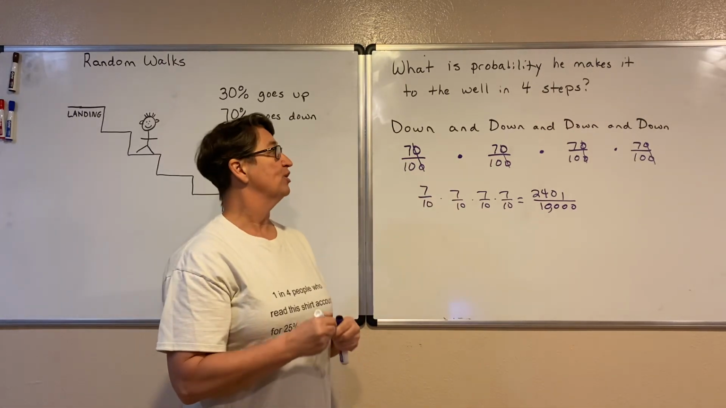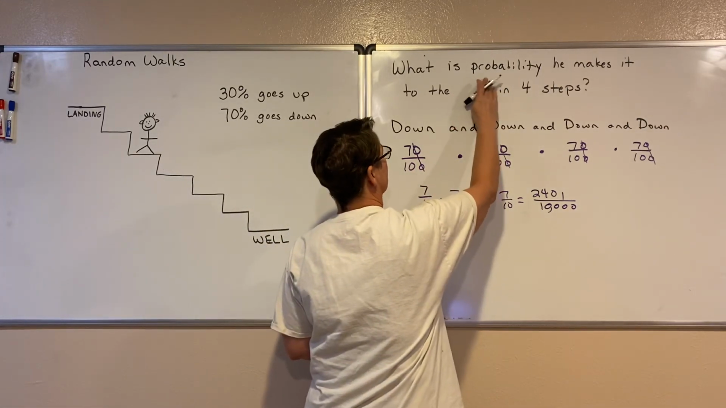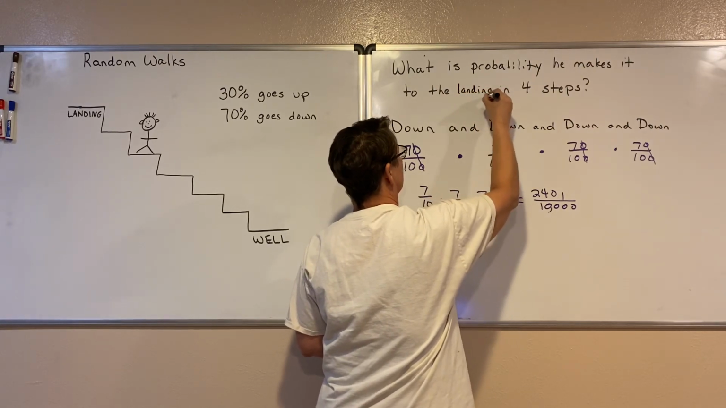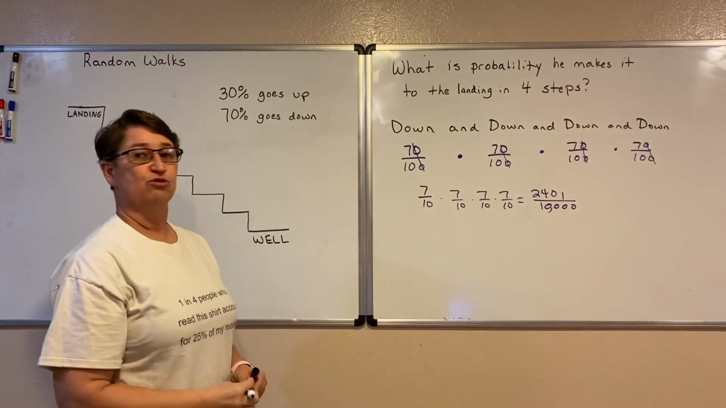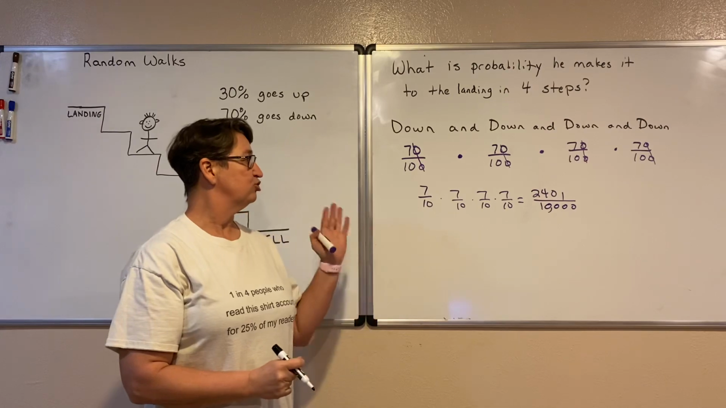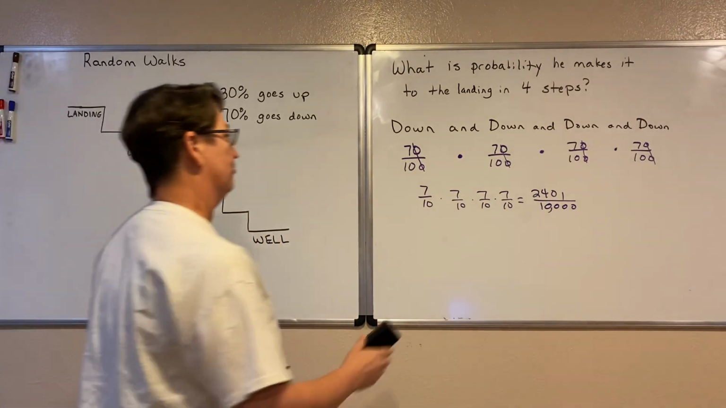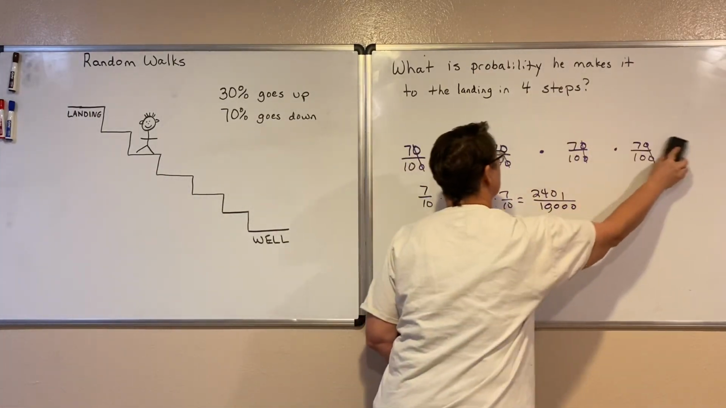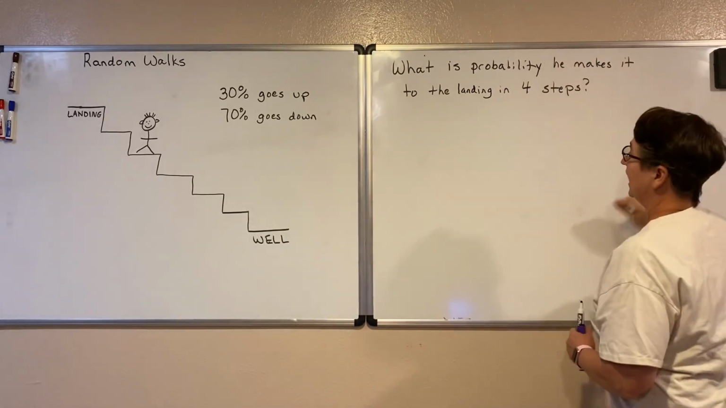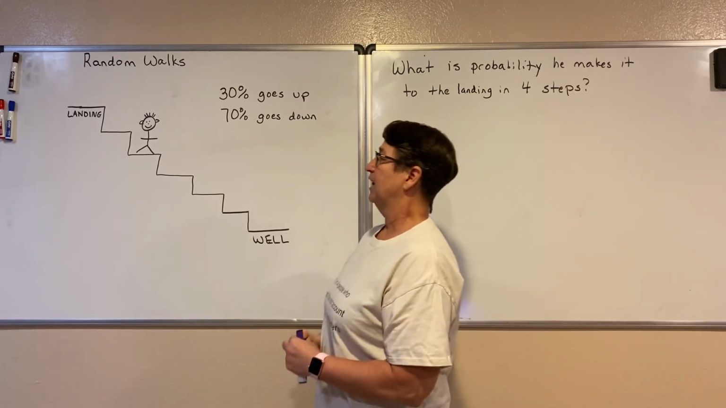Instead of going to the well in 4 steps, let's now make this the landing in 4 steps. What is the probability that he gets to the landing in 4 steps? Now our situation has changed. We're no longer just going to go down and down and down. Instead, we again have to put it into words and decide how he can make it to the landing in just 4 steps.